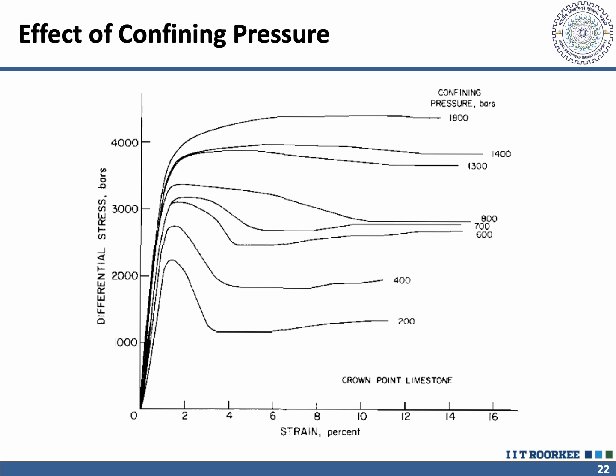At high confining pressures around 1300 to 1800 bars, the rocks become more ductile. High stress is sustained. There is no sharp stress drop. Instead, a flattening curve or slight hardening is observed. Rock deforms continuously without fracturing and it exhibits ductile flow.